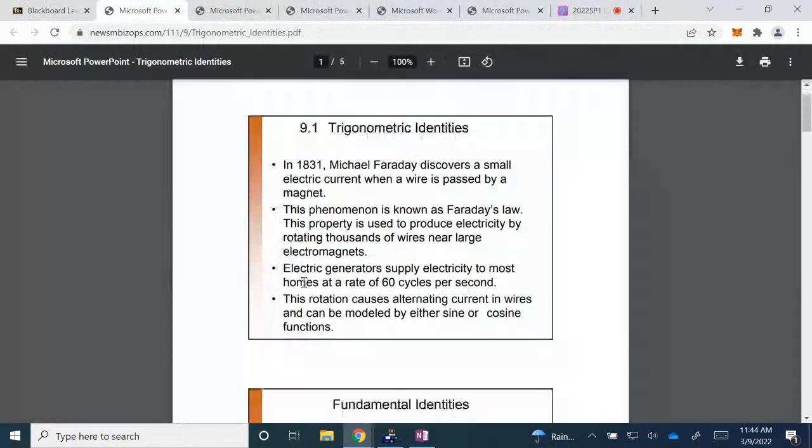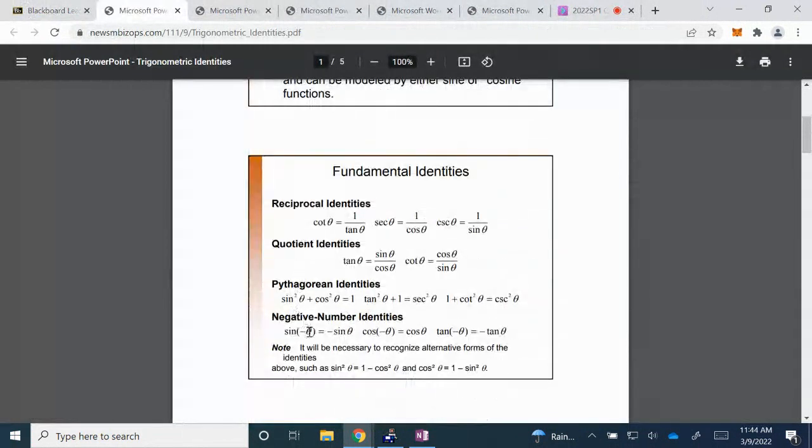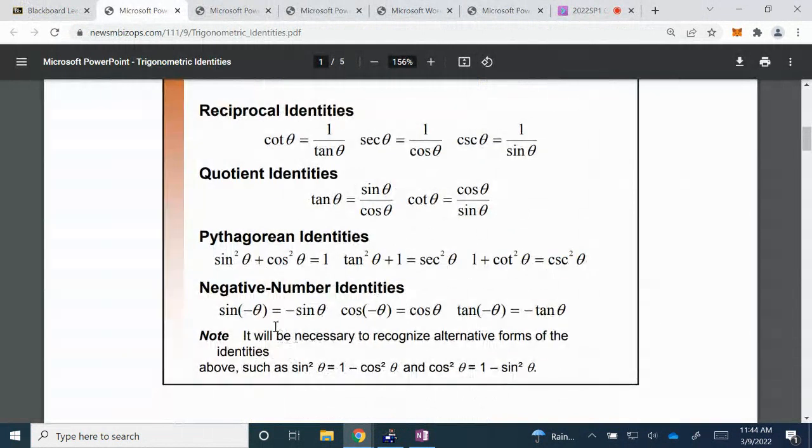Okay, I may just have to write them out. Okay, here they are. They're at 9.1. All right, these negative number identities.